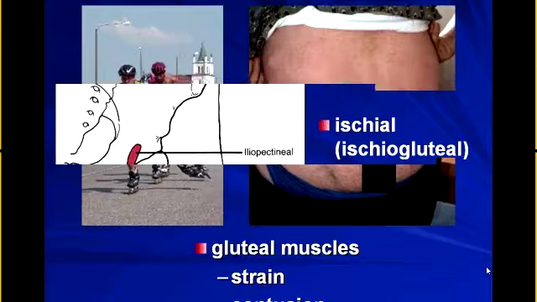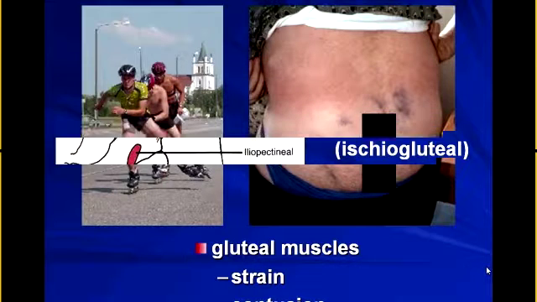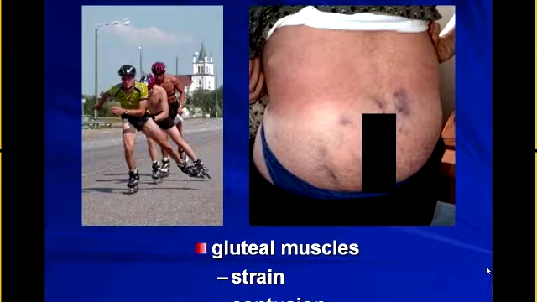Last, we need to talk about our gluteal muscles. It could be an acute strain of glute max or glute med, from a lot of skating and rollerblade activities, so pushing off. It could also be a contusion to the muscle. Contusion can happen anywhere. Strain tends to be mid-substance, and both of these will affect the muscle's function.